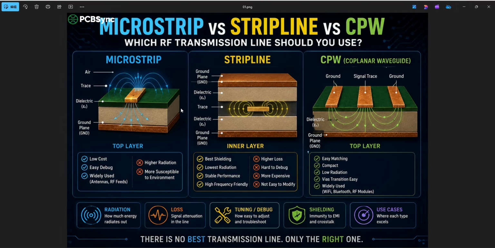If you've ever done high speed PCB design, you've definitely heard of three terms: microstrip, stripline, and coplanar waveguide. At first glance, they all just look like a single trace. But when it comes to radiation loss, debugging difficulty, and application scenarios, they're completely different. So here's the question: which one should you choose? Today, we're going to clear it all up in one go.